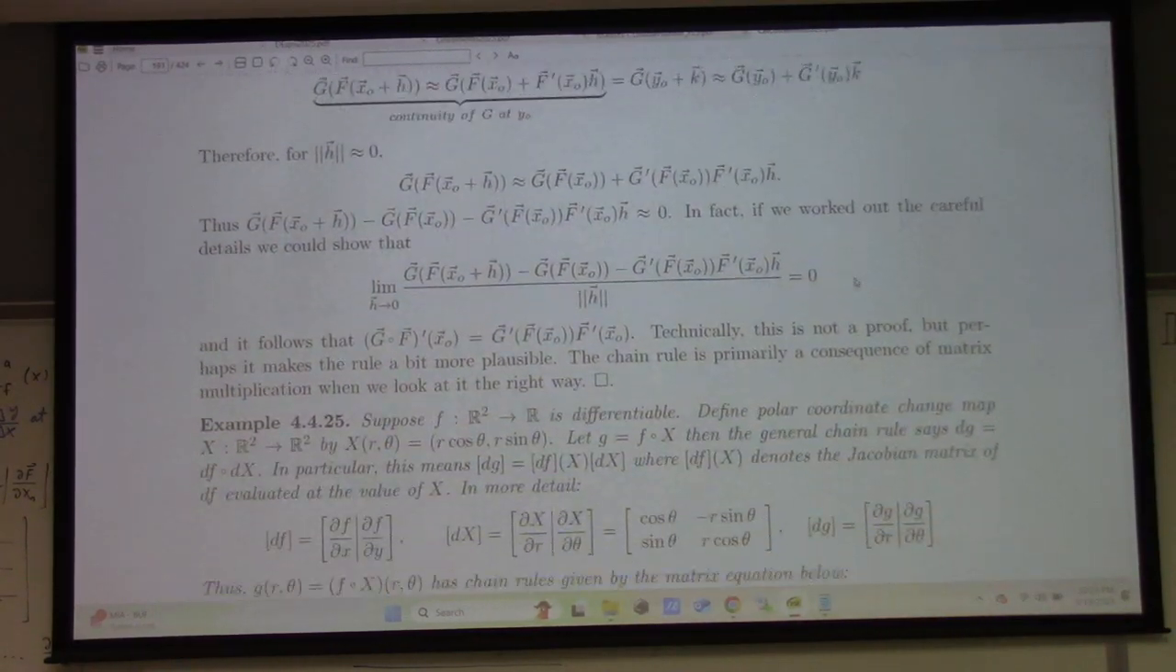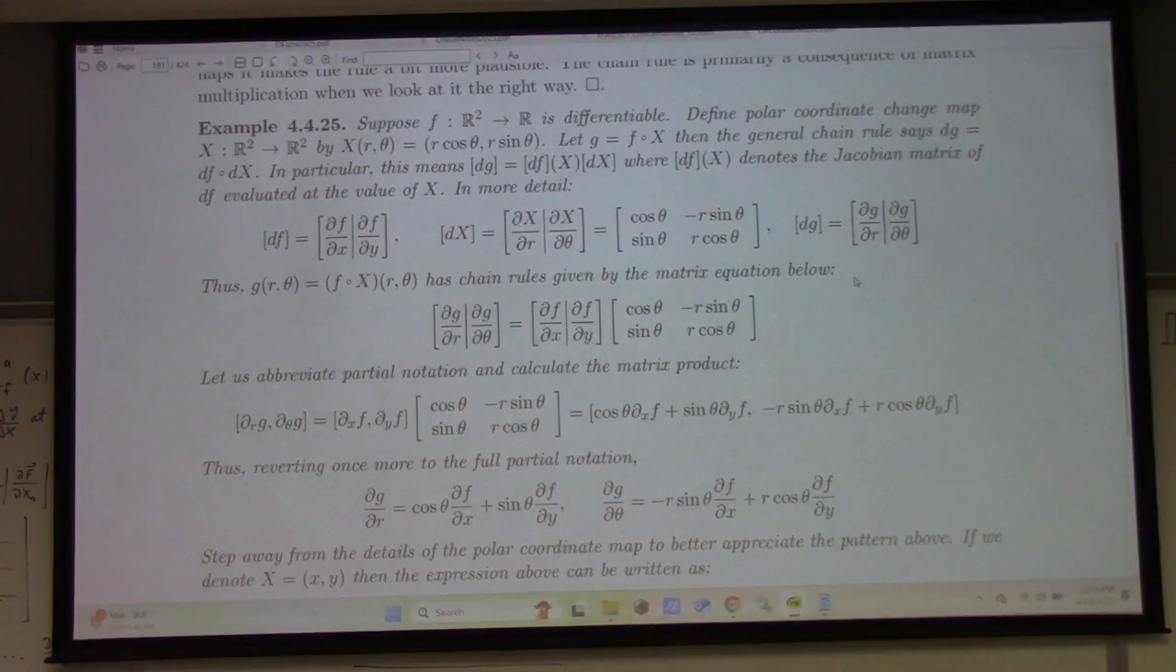Oh, I'm sorry, guys. One other thing. The other neat thing in section 4.4, before I forget, is you can see the chain rules just coming from matrix multiplication. Say G is f composed with x, where f is a function from R2 to R, and x is, what's this x? You guys tell me what this is. This is the polar coordinate change map, right? This is a mapping from R2 to R2.